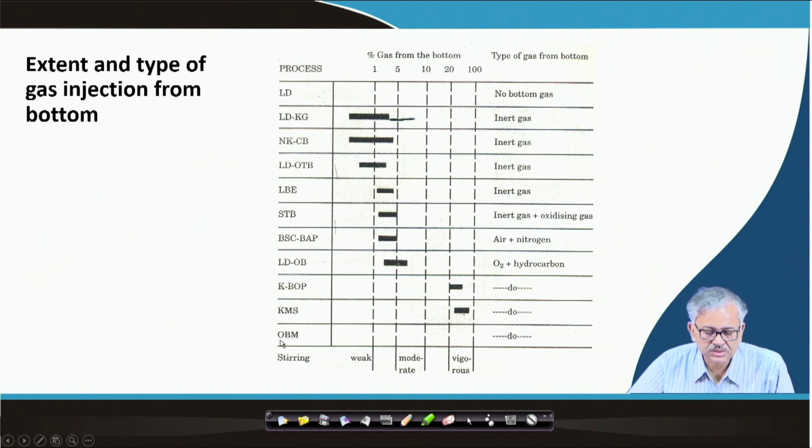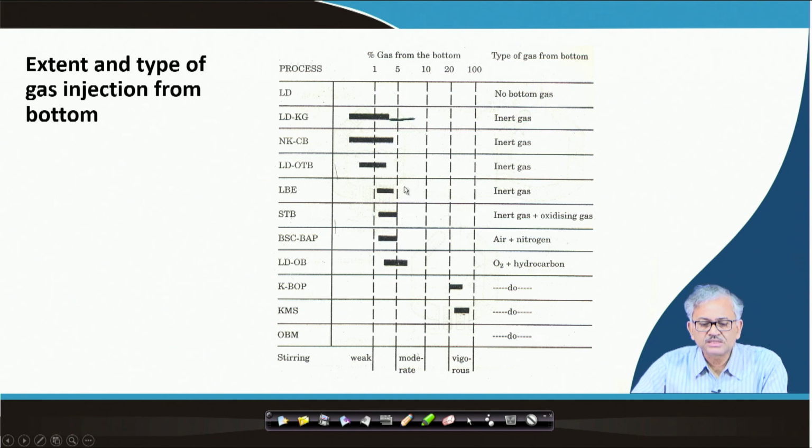and in case of the oxygen bottom method, bottom blowing, that is 100% oxygen. OBM is 100%, right. So, there is the extent and type of the gas injection.